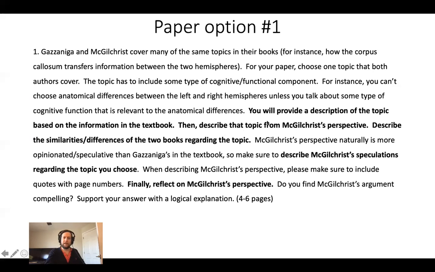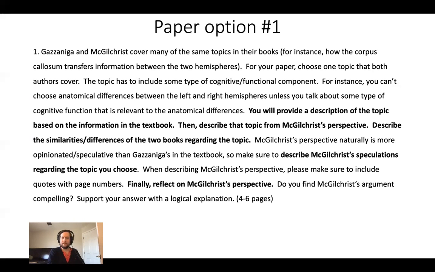And this paragraph would be, here are some of the things that McGilchrist says about attention. And then right here in this paragraph, you talk about the similarities and differences. It turns out that there are some things that both authors talk about regarding attention in the textbook and in The Master and His Emissary, but there's definitely a lot of differences as well.